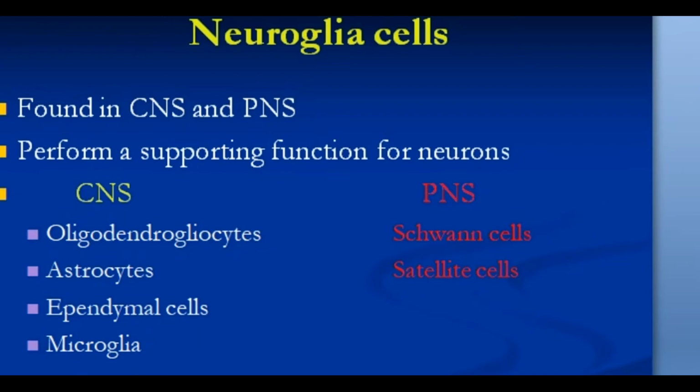Glial cells at first must be divided into macroglia and microglia. Macroglia include oligodendrocytes, astrocytes, and ependymal cells. And microglial cells are not differentiated, they are not divided, and don't have any subdivisions. Let's start with oligodendrocytes.